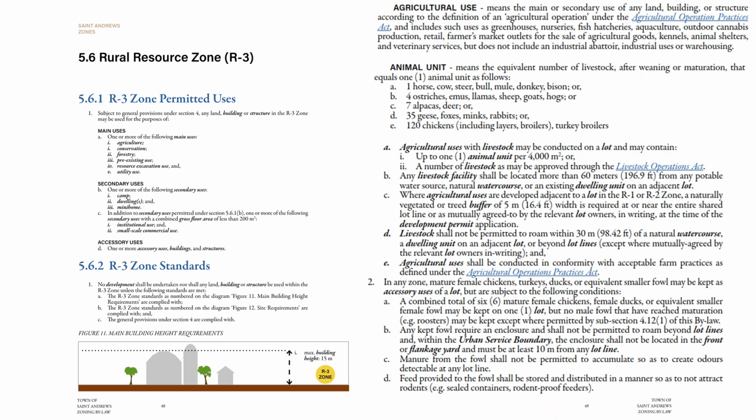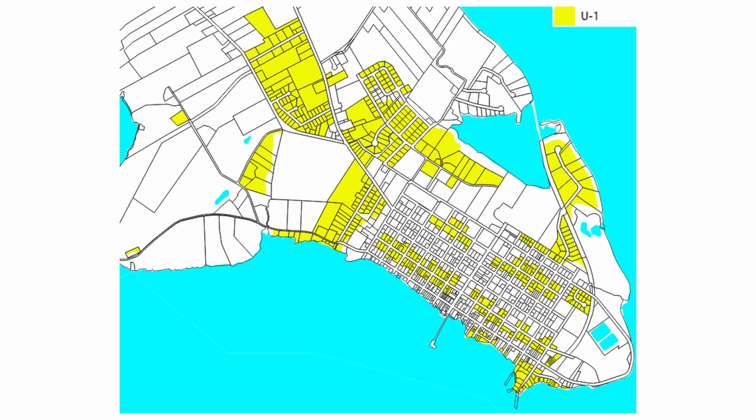And within the urban service boundary, which is more or less the former town boundaries, the enclosure shall not be located in the front or flankage yard and must be at least 10 meters from any lot line. Manure from the fowl shall not be permitted to accumulate so as to create odors detectable at any lot line. Feed provided to the fowl shall be stored and distributed in a manner so as not to attract rodents. These agriculture standards are really there to protect adjacent properties and water sources.